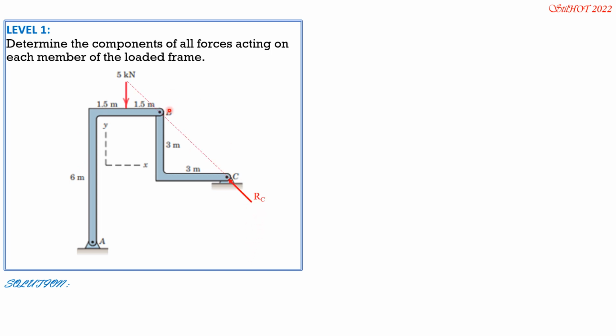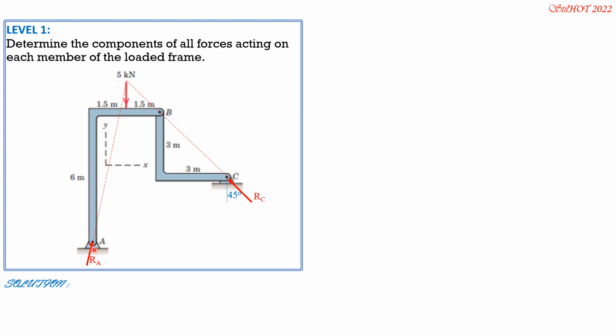So that is R sub C. Since this is 3 and 3, that means this is 45 degrees. So if this is 45 degrees, this is also 1.5. Because segment AB is a three-force body, the reaction should meet at the point of intersection of this 5 kilonewton load and R sub B or R sub C. So this is 45 degrees also. So that should be the direction or line of action of R sub A.